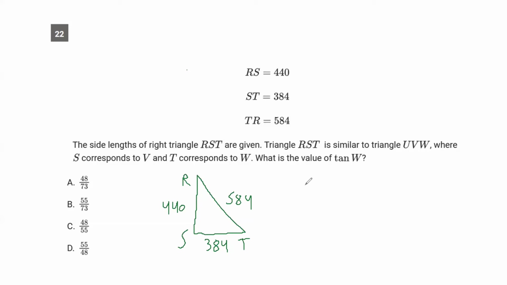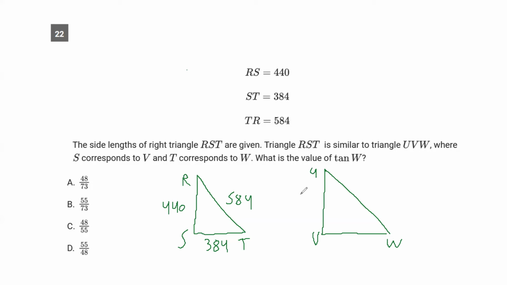So now we'll make another one. Right, they're similar, so they're not necessarily the same sides, but their proportions will be the same. So their tan will be the same. So UVW, RST, so V is going to be the 90-degree angle, because it corresponds to S. And then I'm going to put T and W in the same place. So W is going to go here, and U is going to go up here.